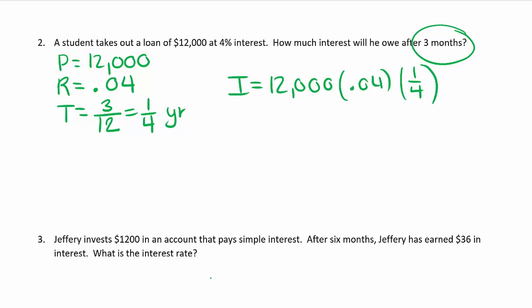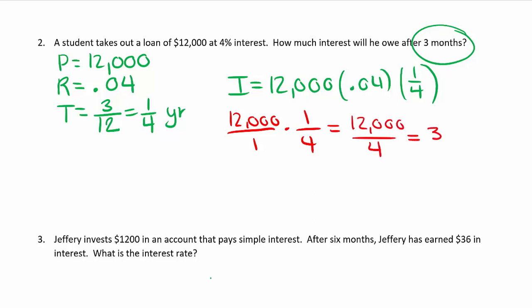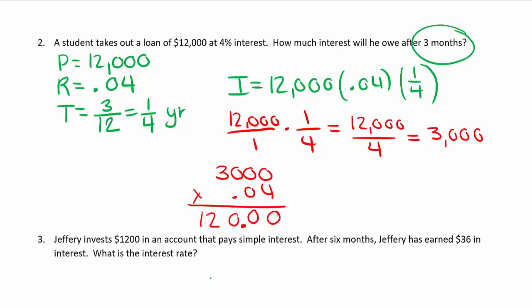So then I plug those numbers into my formula. I can multiply in any order I want. I'm going to do the 12,000 times 1/4 first. Multiply straight across, that's 12,000 over 4, or 3,000. And then to finish, I have to take that answer 3,000 and multiply that by 0.04. And I end up getting $120.